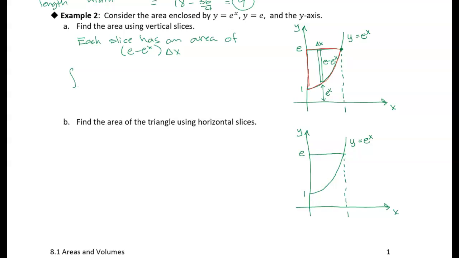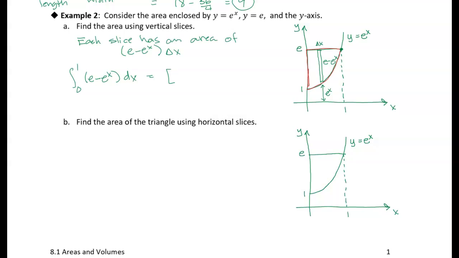So we're going to integrate from 0 up to 1. The height of each slice is e minus e to the x, and the width becomes dx as n goes to infinity. The number of slices between 0 and 1 goes to infinity, and we have this infinitesimally small width of dx. All right, so we know how to do this.